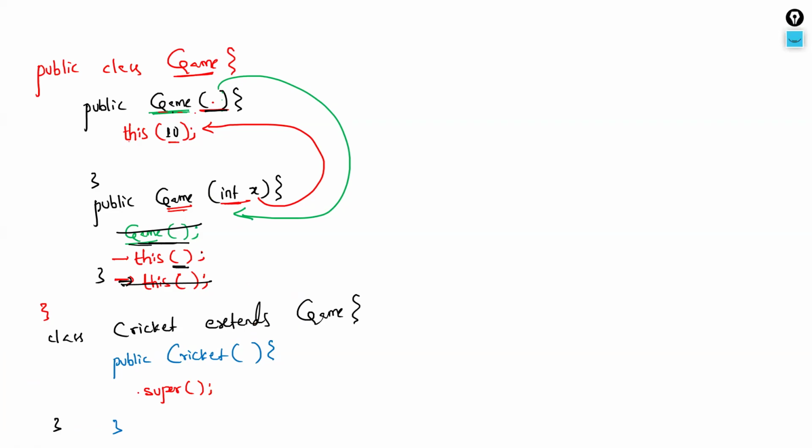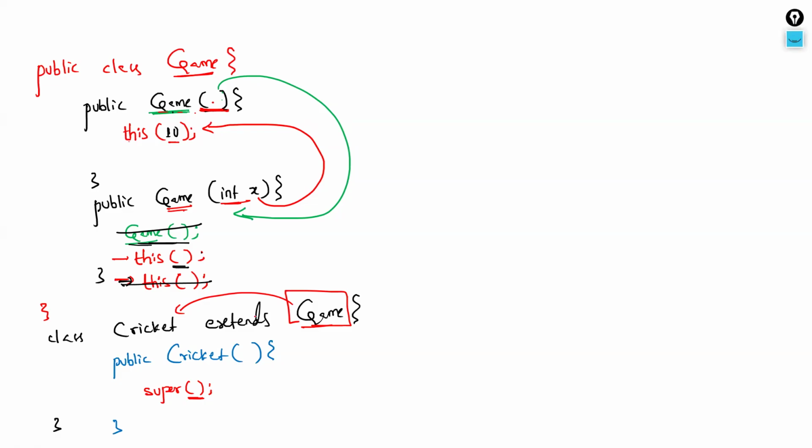Yes. So this is the approach. Here, what we have to take care of is: do we have any constructor in the parent class without parameters? Yes or no? In the parent class of this cricket class, called the game class, do we have any constructor with no arguments? Yes, we have. Then only it is allowed.